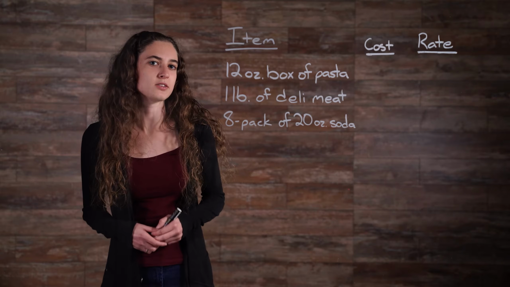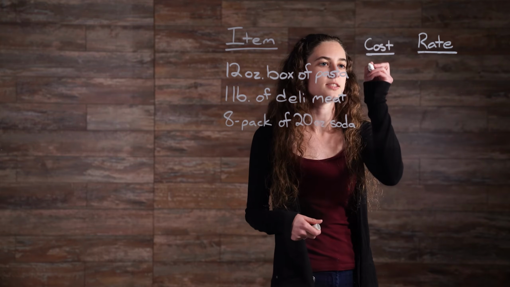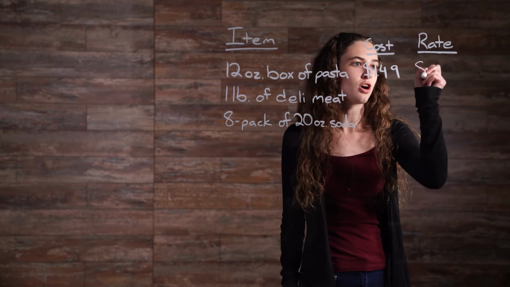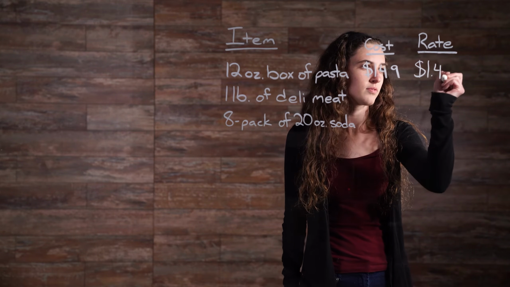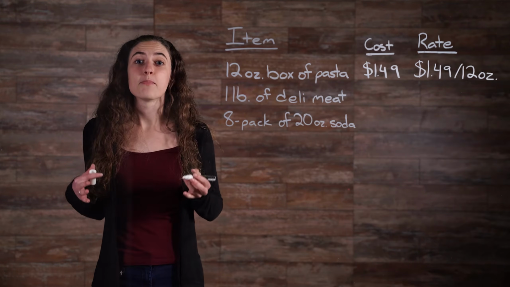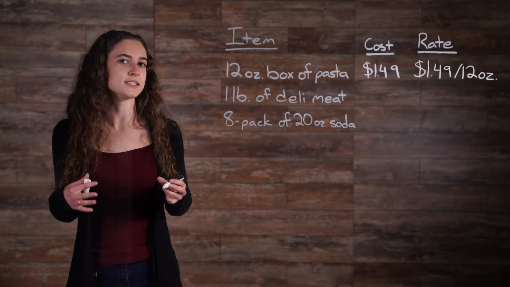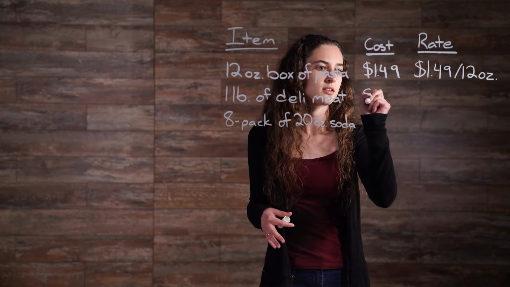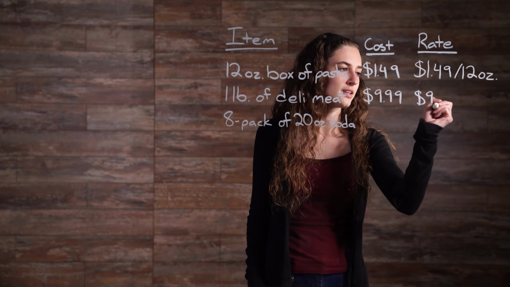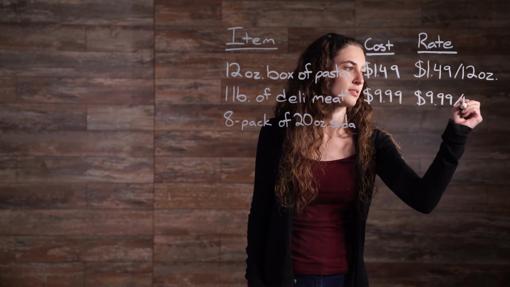In the examples listed here, the rate that you agree to pay is simply the cost related to the quantity of the product. Let's say we have a 12-ounce box of pasta, which costs $1.49. The rate is then $1.49 per 12 ounces. If we have a pound of deli meat and the cost is $9.99, our rate would then be $9.99 per pound.